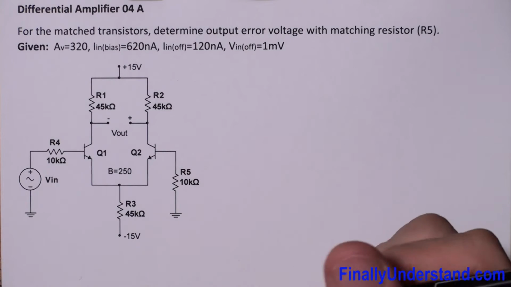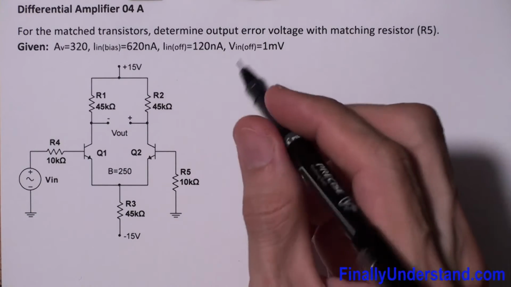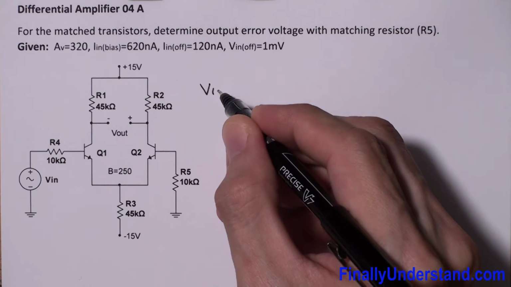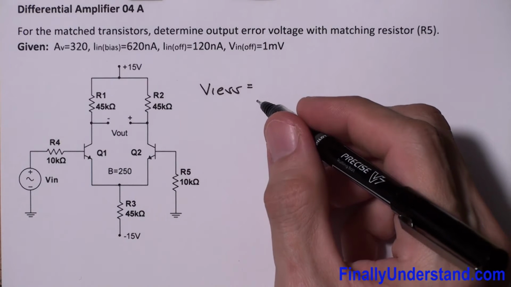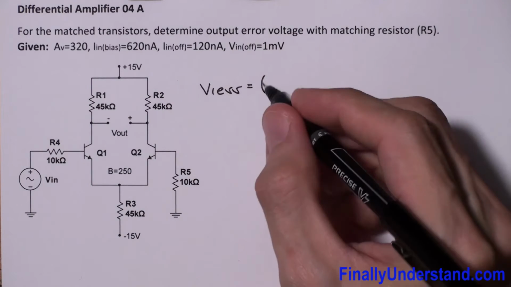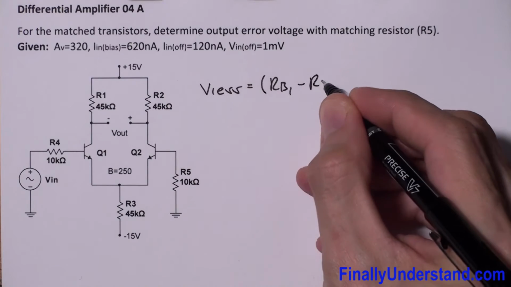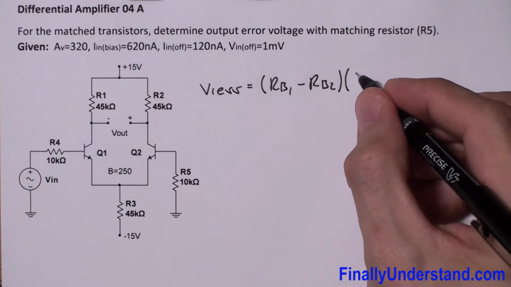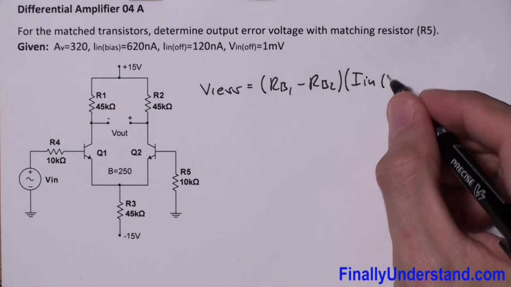So in order to find the output error voltage, again I'm supposed to find the input error voltages. Okay, so my V1 error is the input error voltage due to the input bias current. The formula for it is RB1 minus RB2 times input bias current.